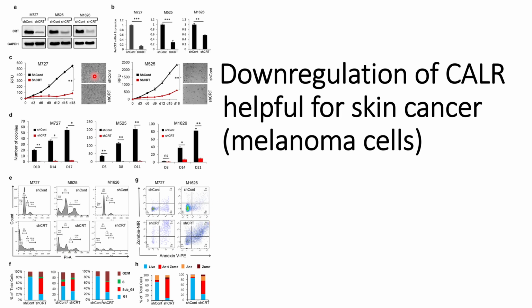Then next they did a proliferation assay to check whether this down regulation of calreticulum will impact the cell life or not. We can see that the number of live cells in the control is more compared to the number of live cells in the cells in which the calreticulum is down regulated. In this figure it is shown for two cell systems, one is M727, another one is M525.